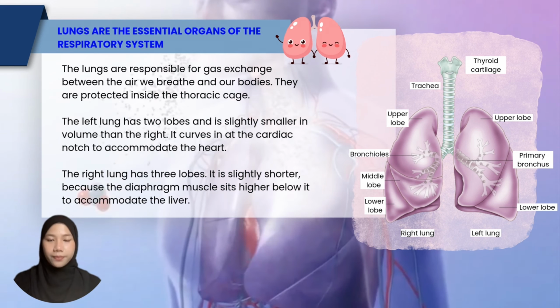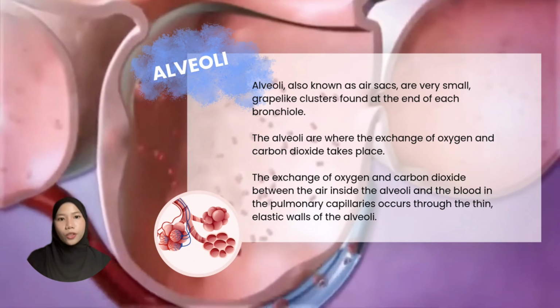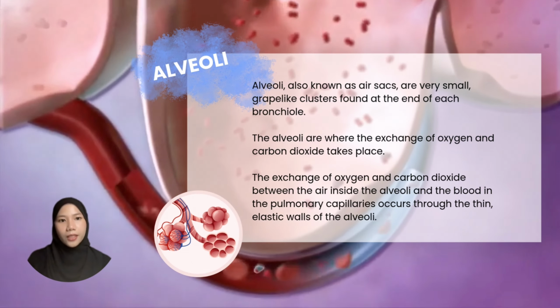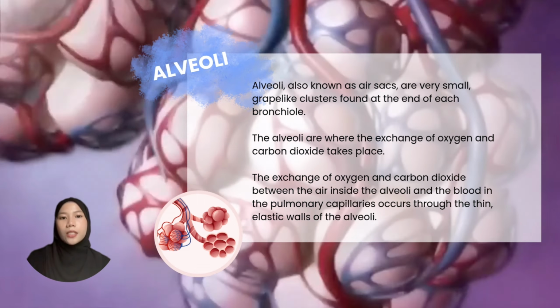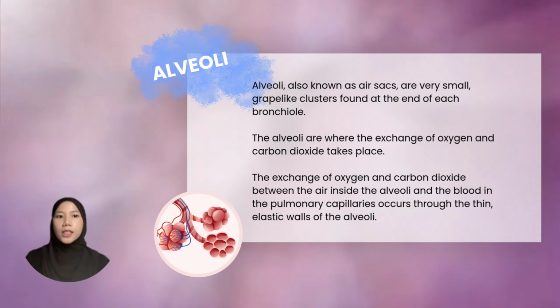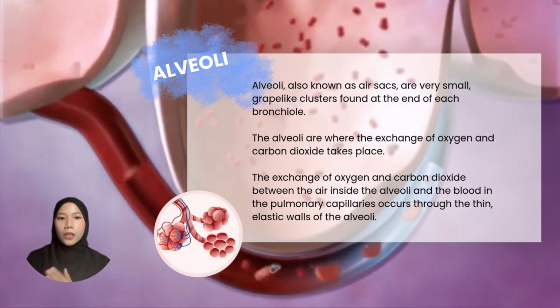for the liver. At the end of each bronchiole, we find alveoli, also known as air sacs. These are very tiny grape-like clusters that are very important for breathing. This is where gas exchange happens. Oxygen enters the blood and carbon dioxide leaves the blood through the walls of the alveoli.